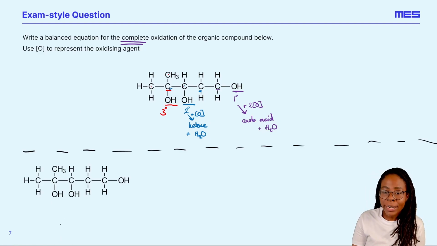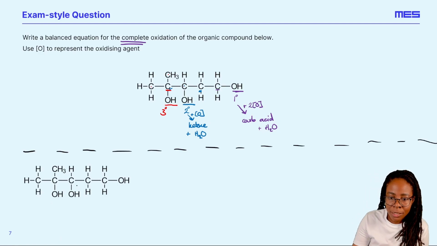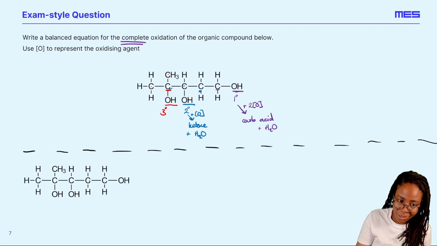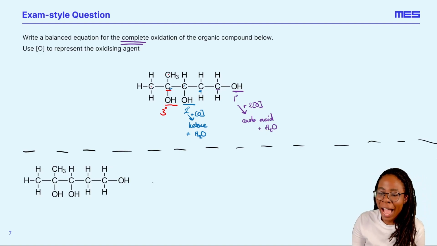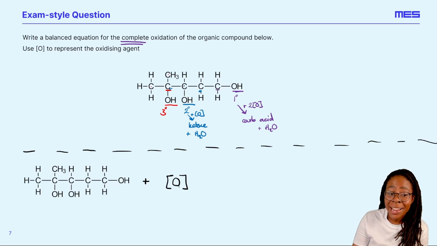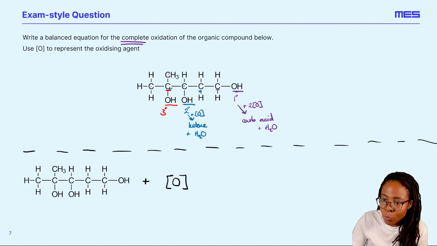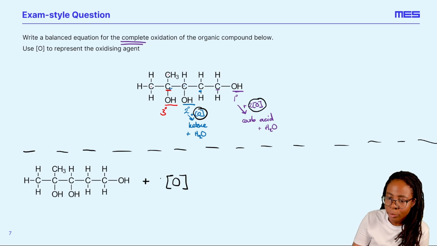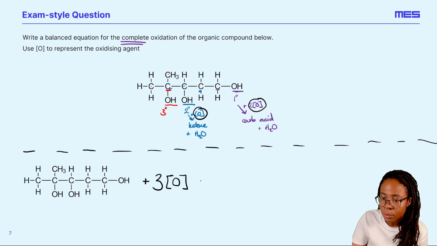So let's now write out the equation. I've just copied and pasted my reactant again here because I don't want to write it out again. Okay, and let's write our equation. So we're going to start by reacting this with our oxidizing agent, which is our O in square brackets. Now, how many of these do we need? Well, we needed one to oxidize the secondary alcohol to the ketone and two for our primary alcohol to the carboxylic acid. So we're going to need three of those in total.